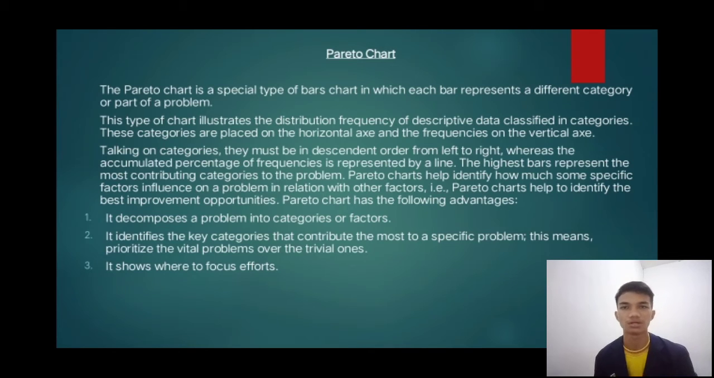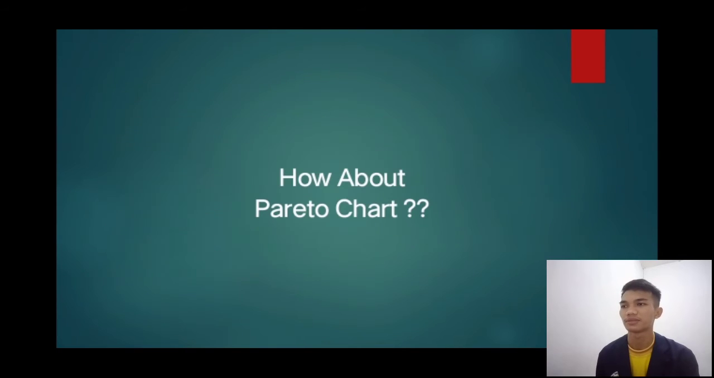So the Pareto chart has the following advantages. First, it decomposes a problem into categories or factors. Second, it identifies the key categories that contribute the most to a specific problem. This means prioritizing the vital problems over the trivial ones. And third, it shows where to focus efforts. So next, why the Pareto chart?